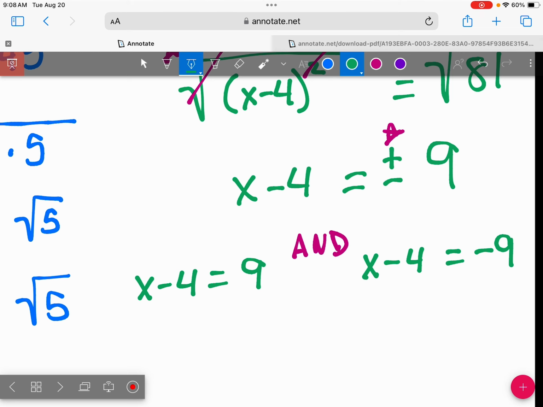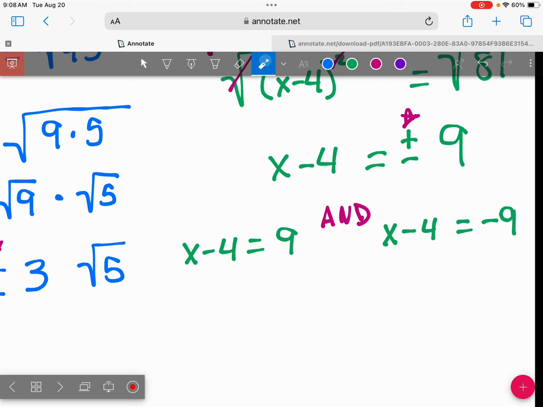Did I just hear I'm lost? Okay. So on this one, what do I do to figure out my solution? Add 4. So my solution on this left-hand piece is going to be x equals 13. Add 4 to both sides. On the right-hand piece, what are we going to do? Add 4. So what is our solution over here? Negative 5.